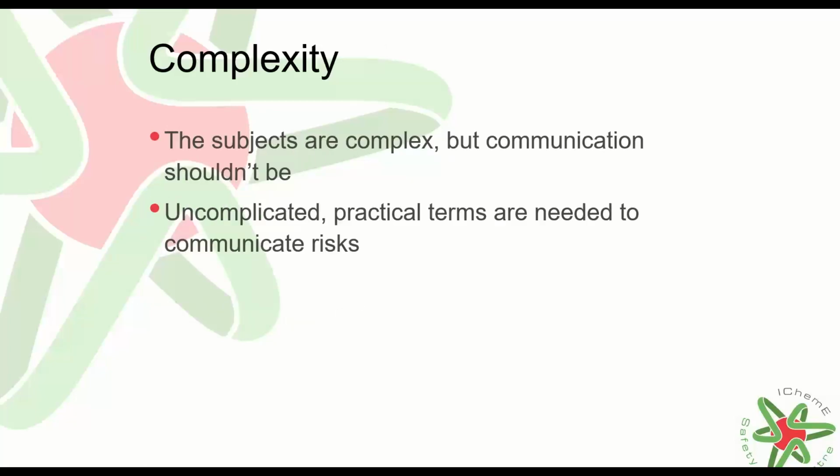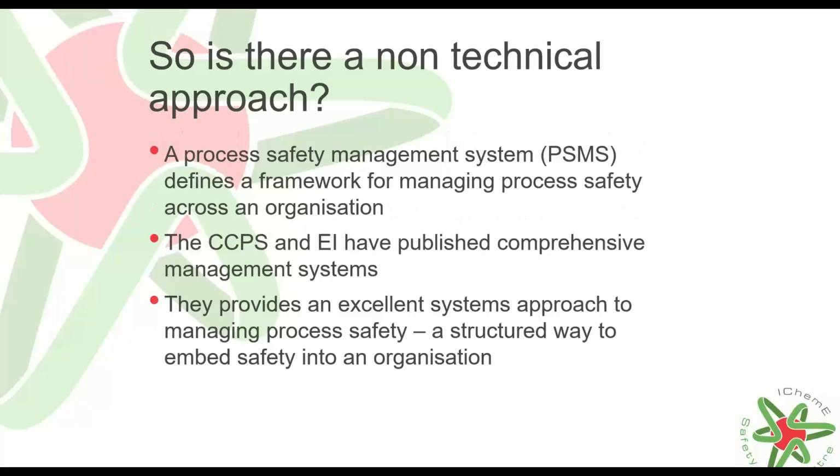So it's important that we just take a moment to think about that. The subjects that I'm talking about here, they are complex subjects, but the communication doesn't need to be complex. We need to be able to explain process safety to others so they can understand it, because we need them to be engaged in the activities to deal with process safety and make sure we get good outcomes. If they don't understand what we're saying, then they certainly can't participate in the activities that we need them to participate in. So we need some uncomplicated practical terms to help communicate the risks that we face. And so that's a challenge that we've got.